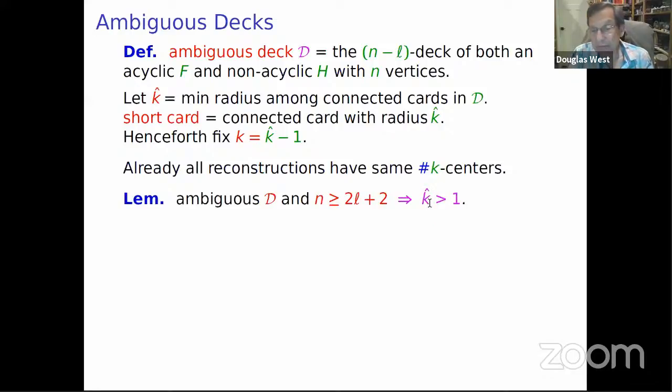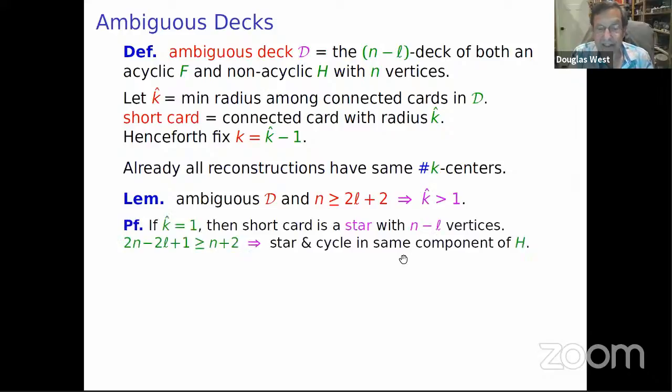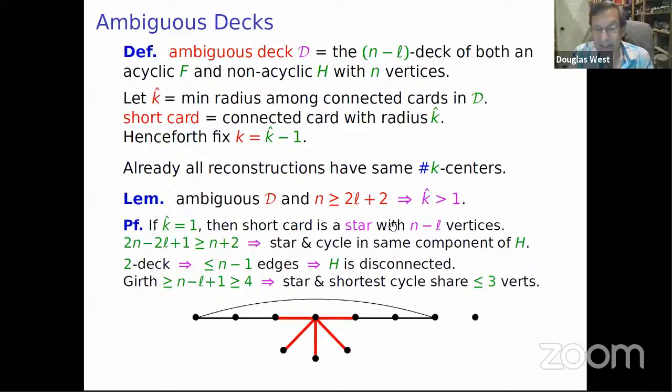And we need to eliminate the possibility that k is zero. So this again is easy. Basically, when k is zero, what does it mean? k hat is one means that a card with minimum radius would be a star. It has n minus l vertices, but a cycle has to have at least n minus l plus one. So the sum of those two numbers is bigger than n, so they would have to be in the same component. And again, in the 2-deck, we know the number of edges is at most n minus one, since we have a reconstruction that's a forest. So the reconstruction that has a cycle would have to be disconnected. And what that leads us to is an inequality again, that says n would have to be at most 2l plus one.